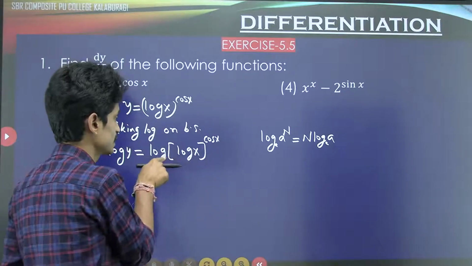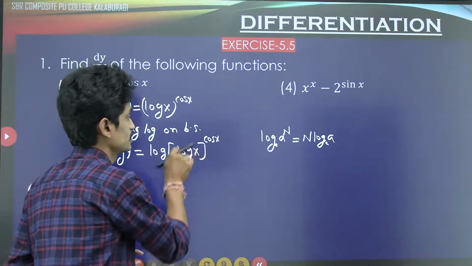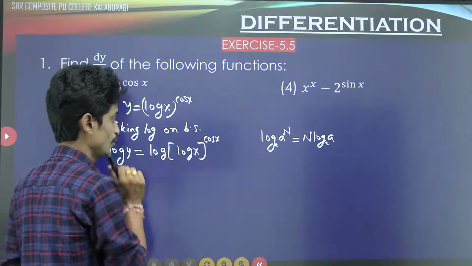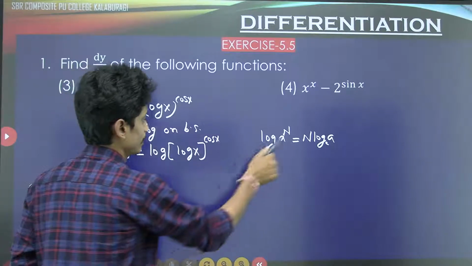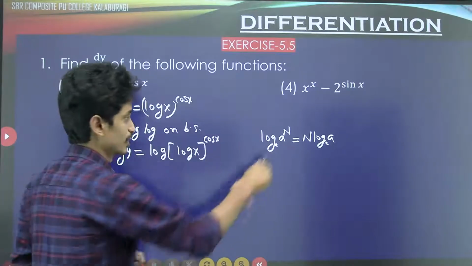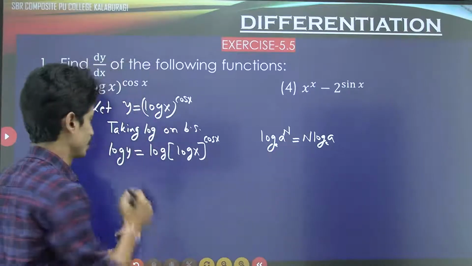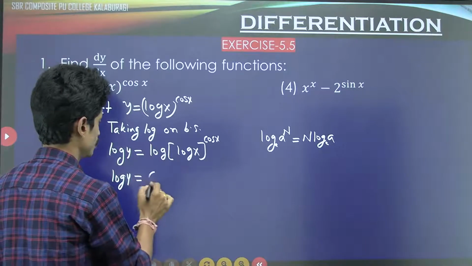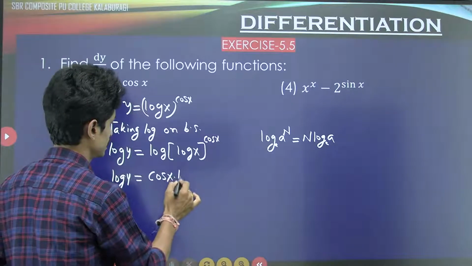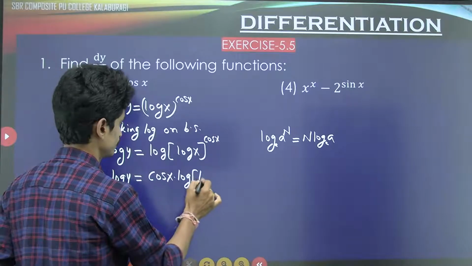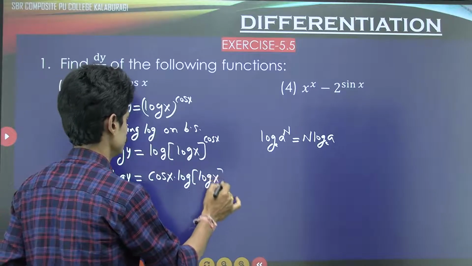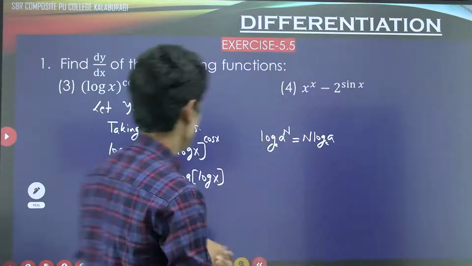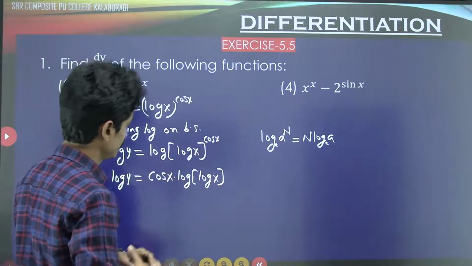But here what we can see, log of, this should be considered to be a power n. Listen, log x will be a power n. How can we write? n times log a. So in the next step, I'll write log y is equal to cos x into log of log x. It's clear. After that, easily we can differentiate.